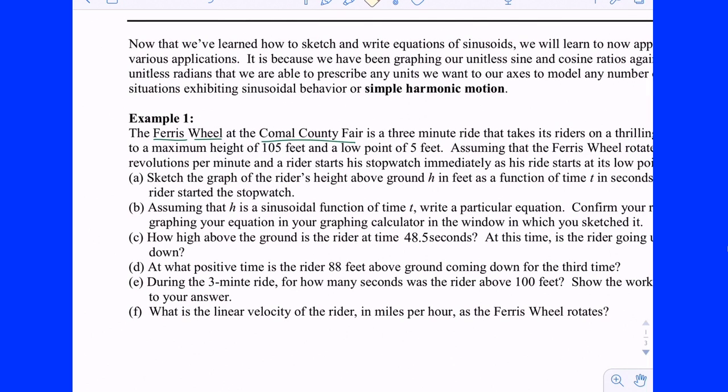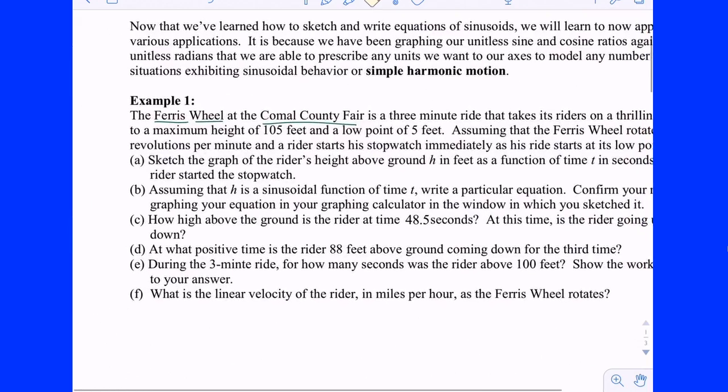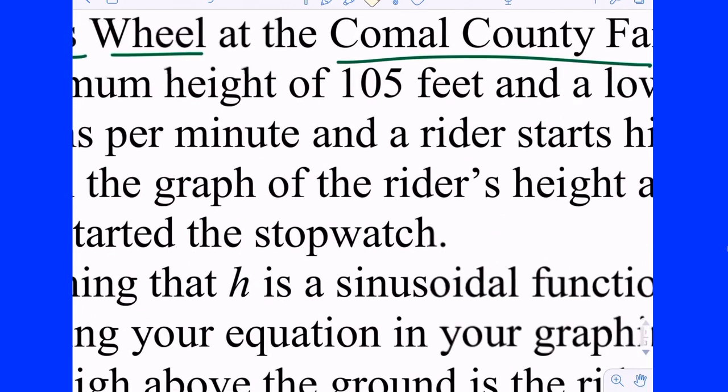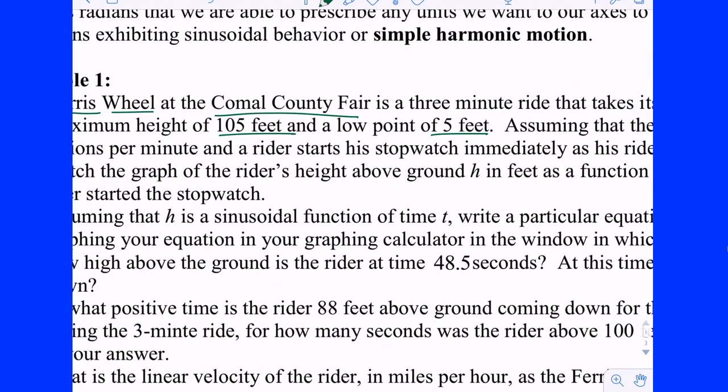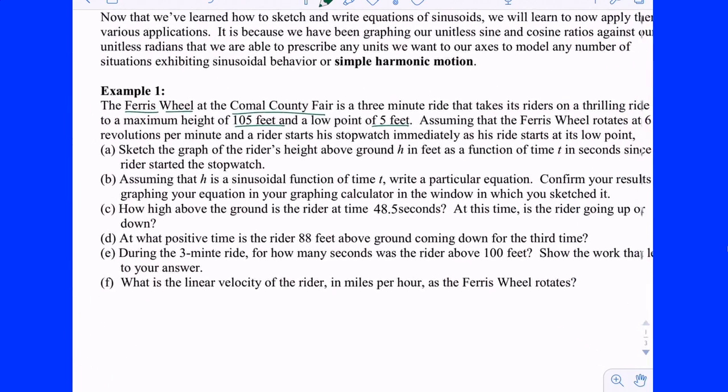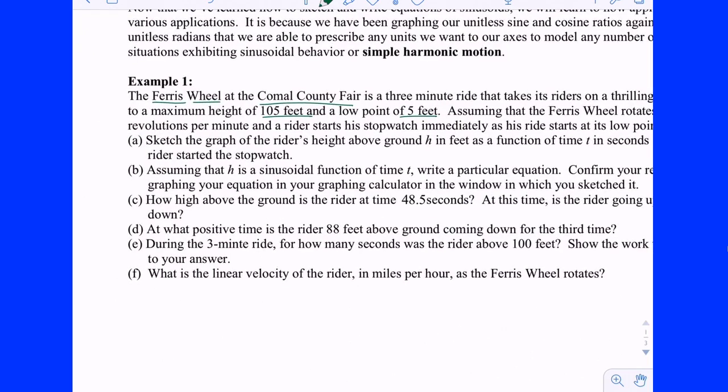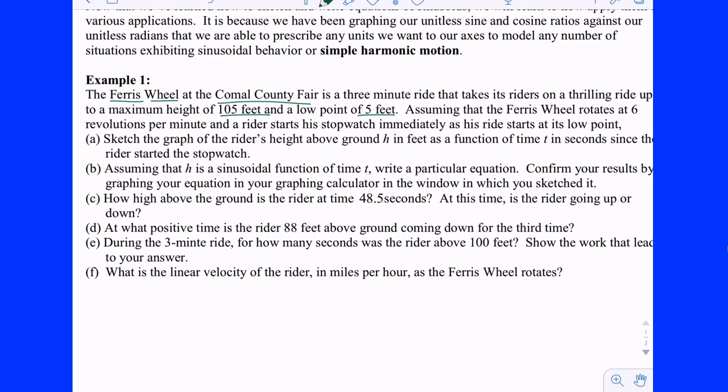Anyway, the Ferris wheel at the Comal County Fair is a 3-minute ride that takes its riders on a thrilling ride up to a maximum height of 105 feet and to a low point of 5 feet. Up to 105, down to 5. Assuming that the Ferris wheel rotates at 6 revolutions per minute and that the rider starts his stopwatch immediately as the ride starts at its low point.